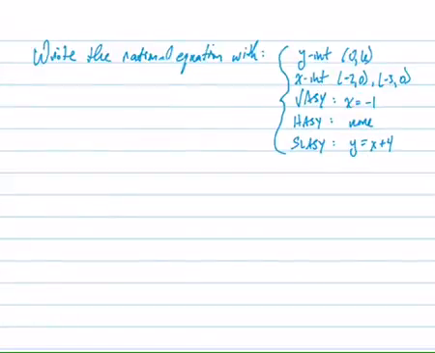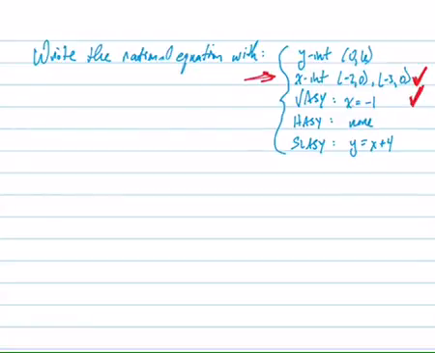Write the rational equation with all of these things. The two keys are your x-intercepts and your vertical asymptotes. Those are the two starting points, because that's how you find your factors. Remember, the x-intercepts have to do with the numerator.